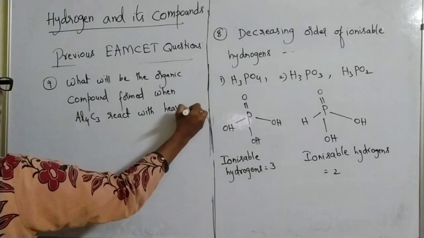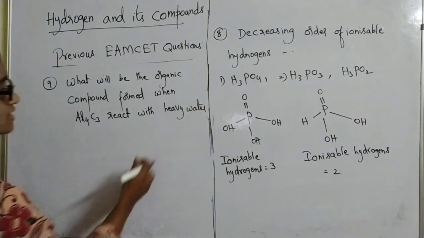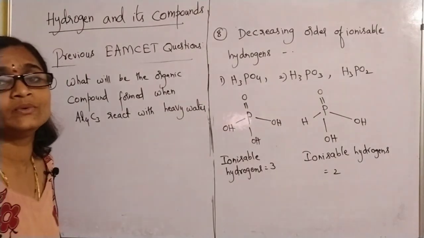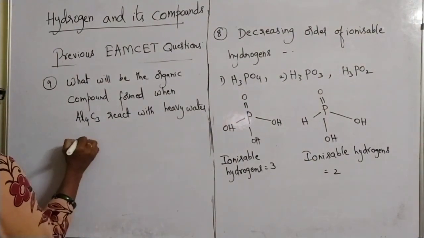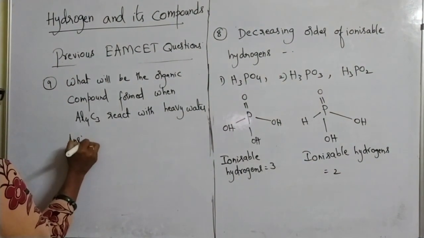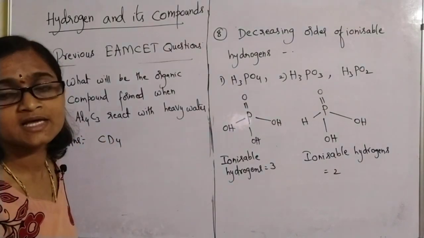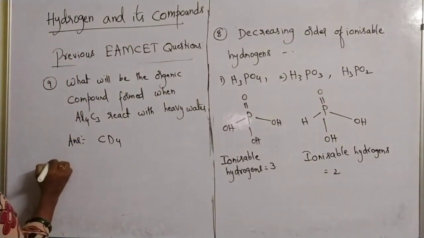What organic compound will form? Normally, if aluminum carbide reacts with normal water, you will get methane. Here you will get deuteromethane, CD4. Instead of CH4, you will get CD4. Deuteromethane is the answer.